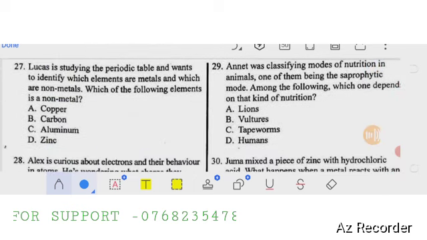Question 27. Lucas is studying the periodic table and wants to identify which elements are metals and which are non-metals. Which of the following elements is a non-metal? Copper is a metal, aluminum is a metal, zinc is a metal, carbon is a non-metal. And as a good learner, you're supposed to know the uses of all these elements.